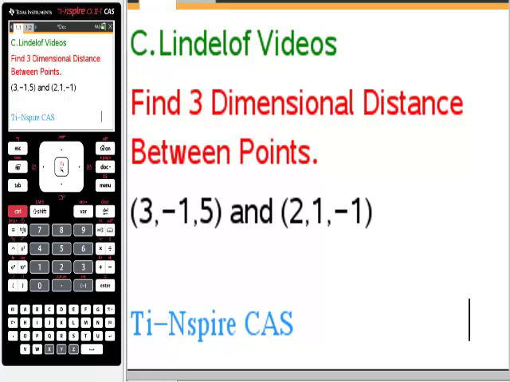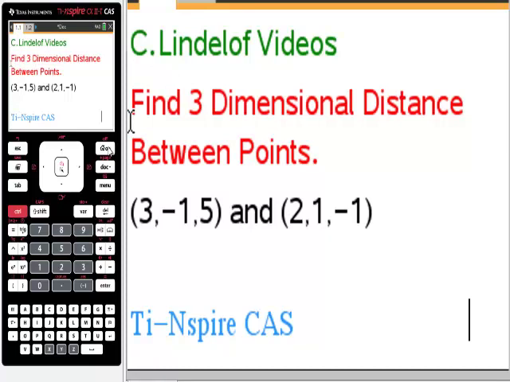Okay, in this video we'll find the three-dimensional distance between points. Of course, we're just going to use the distance formula in 3 dimensions. It's not super hard, but I did want to show you how to use your store function to make this work. It's actually pretty easy. Let's take a really quick look.